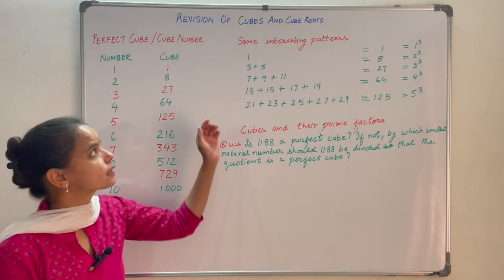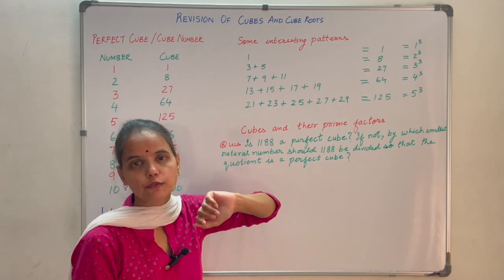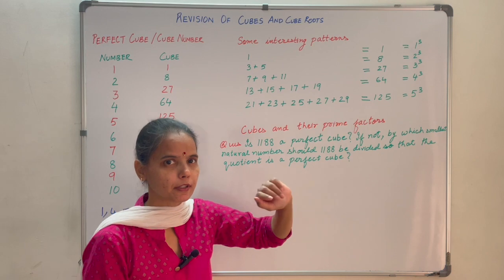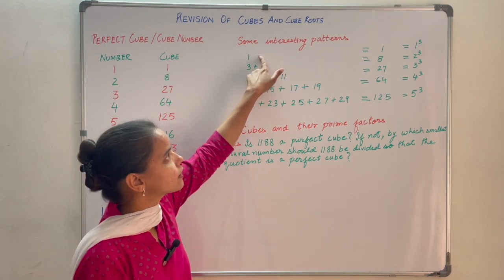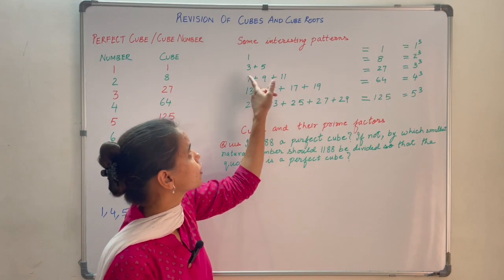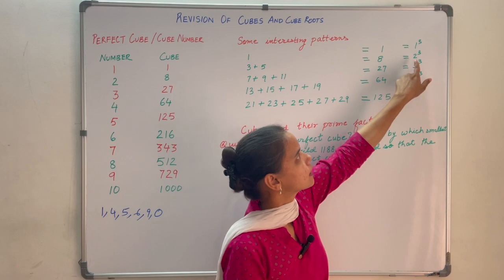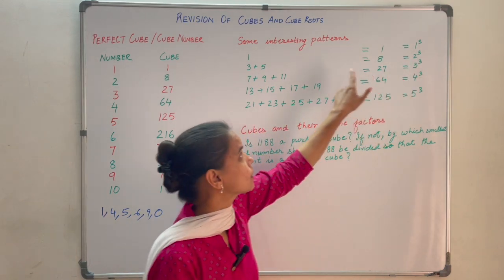Now let us see some interesting patterns. If you add the consecutive odd numbers, you will get a perfect cube. So add the first odd number, you get 1 cube, that is 1. You add the next two odd numbers, 3 plus 5, you get 8. That is a perfect cube of 2. You are adding two odd numbers.